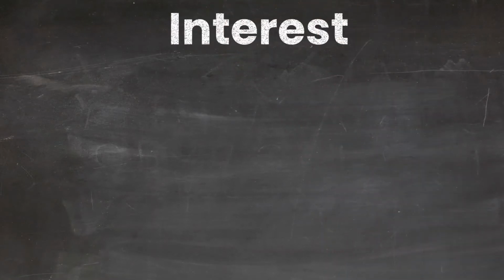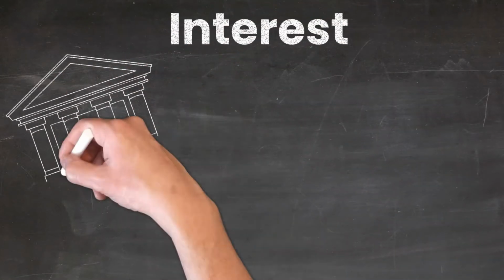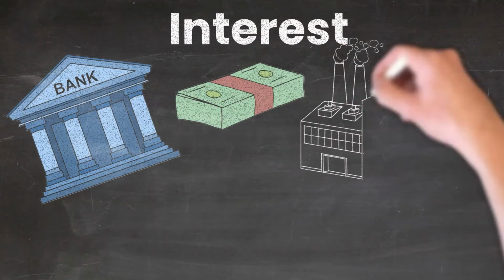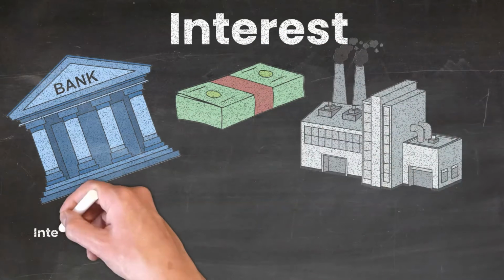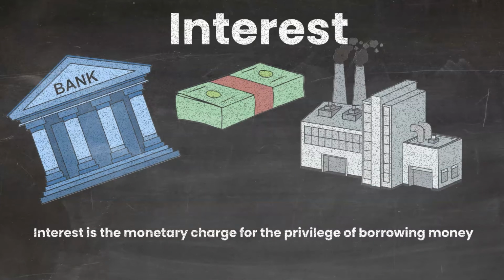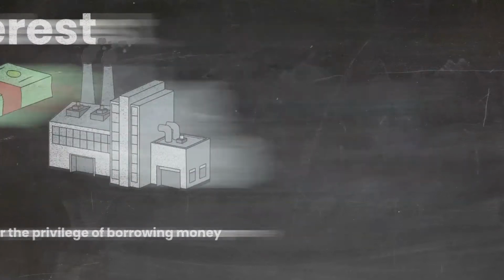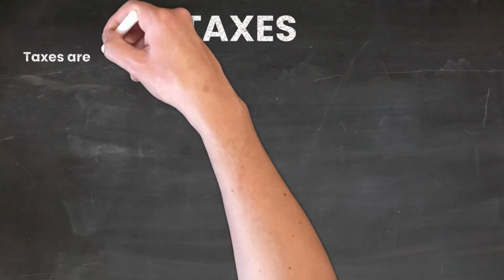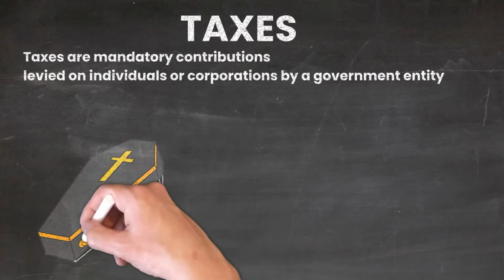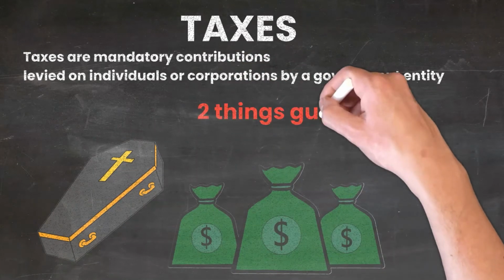Next, we have interest. So I go to the bank, borrow money, and I build a factory. Interest is the monetary charge for the privilege of borrowing that money. Taxes, well, we all pay taxes, and they're mandatory for everyone. They're levied on individuals and corporations by a government entity.